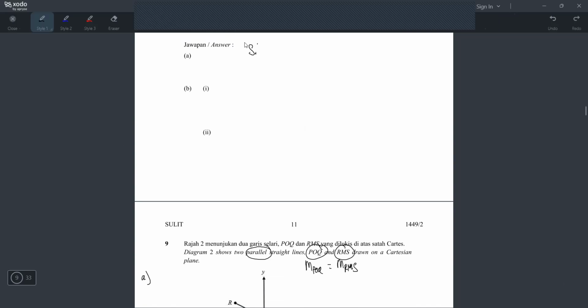Let's talk about straight line. I don't want to do this question. I want to give you the whole concept. Okay, straight line ada dua jenis. Satu jenis straight line kita panggil dia non-gradient line. And then the other type of straight line we call it gradient line.